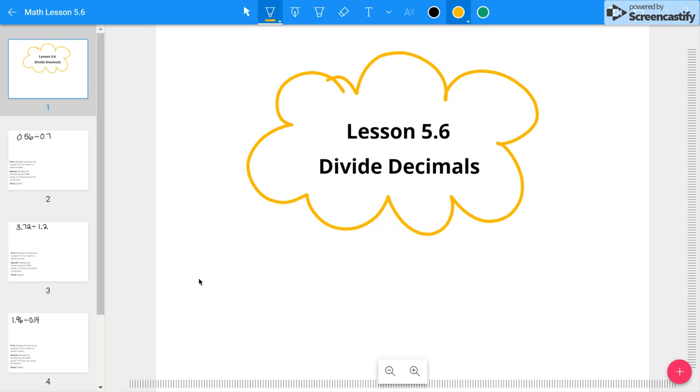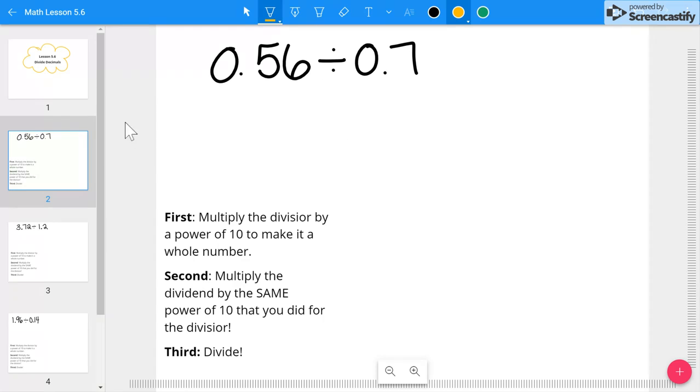This math lesson comes from Chapter 5, Lesson 6, where we're going to look at dividing decimals, so dividing a decimal by a decimal. So let's look at some example problems. Our first problem is 56 hundredths divided by 7 tenths. So remember, my 56 hundredths is my dividend, and my 7 tenths is my divisor.